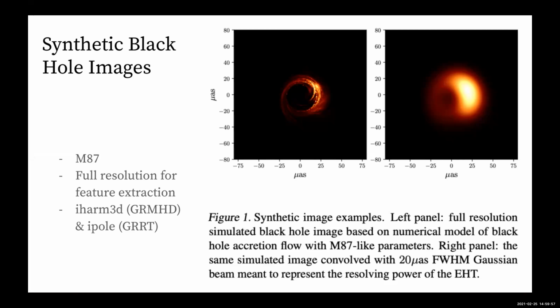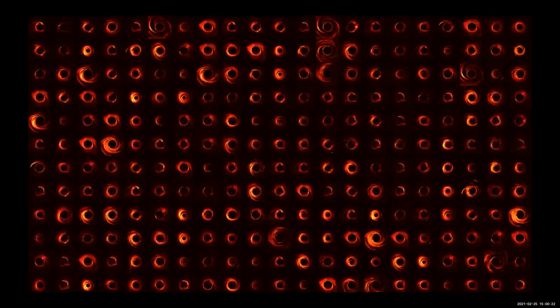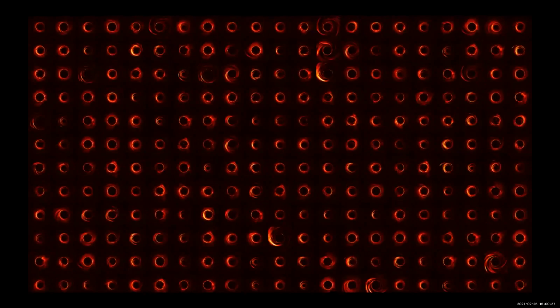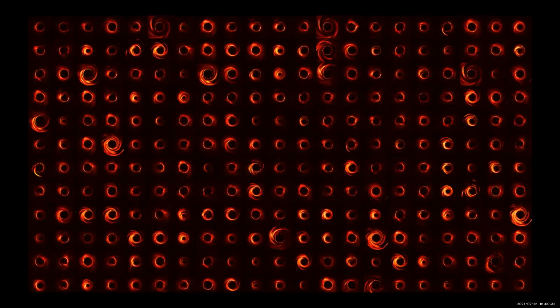Fortunately, in our group, we have lots of these simulations. On the left-hand side is the full resolution of our simulation, which is done using iharm3D and ipole, which are the GRMHD and GRRT codes. On the right-hand side is the blurred version of our simulations that mimic the resolving power of the ngEHT. I think most of you have seen this movie many times, so I'm not going to jump into details. But the idea is that with lots of these simulations, we can take snapshots of these images to generate lots of image data.